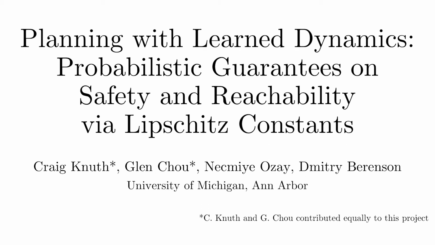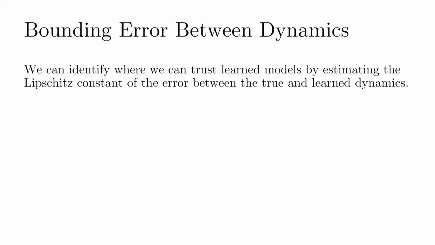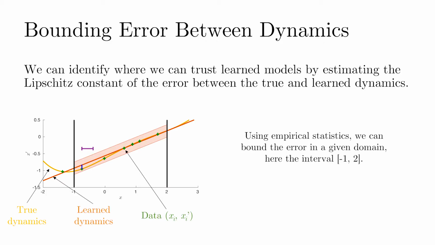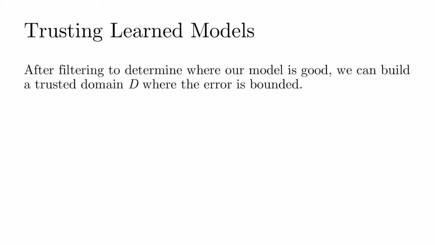In this video, we present a method to plan safely with learned dynamics. We bound the error between the learned and true dynamics with two quantities, the Lipschitz constant of the error and the maximum training error over our dataset. We apply filtering to determine where our model is good.